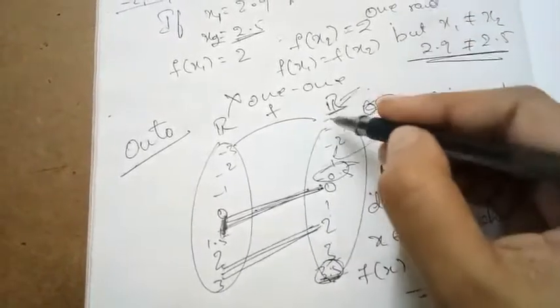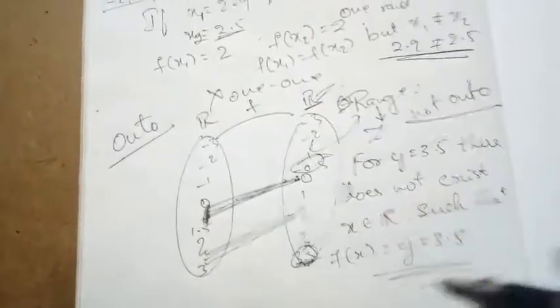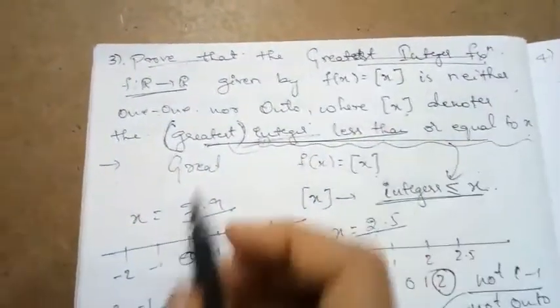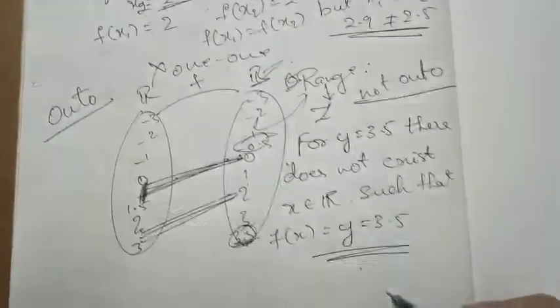Sorry, not in the range, in the codomain is not occupied. So this is how we can prove that the given function, that is the greatest integer function defined from the set of real numbers to real numbers, is neither one-one nor onto.